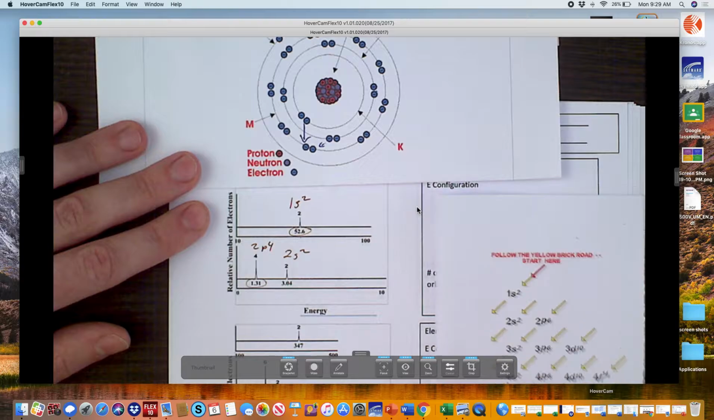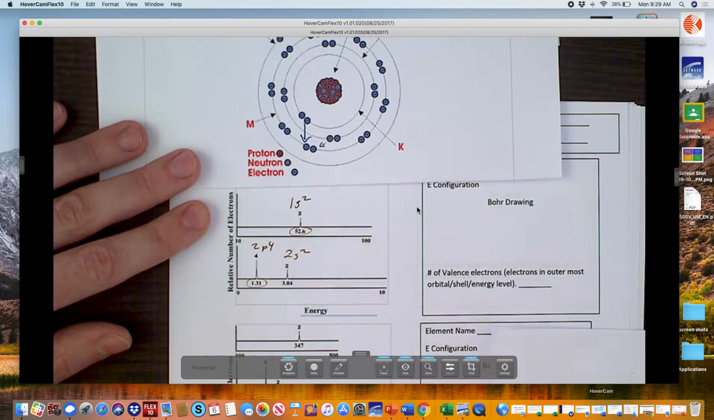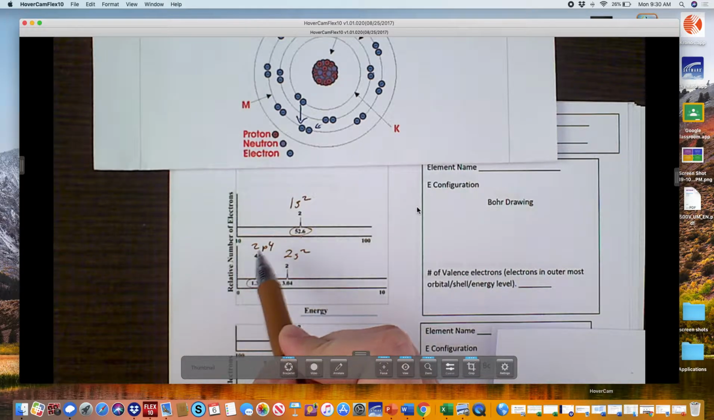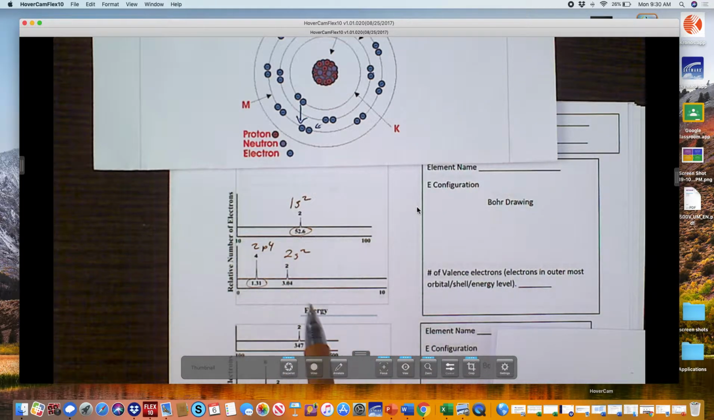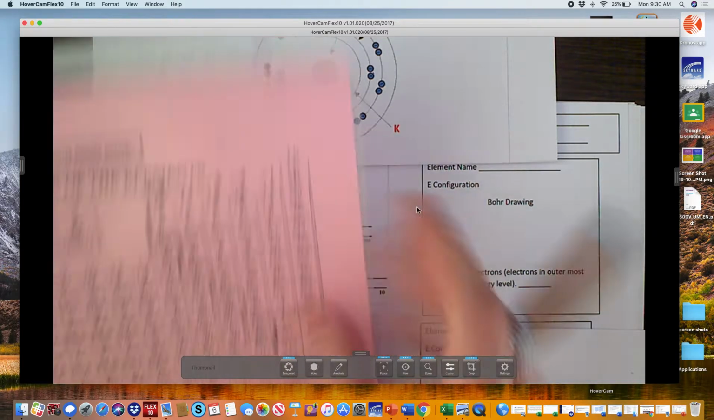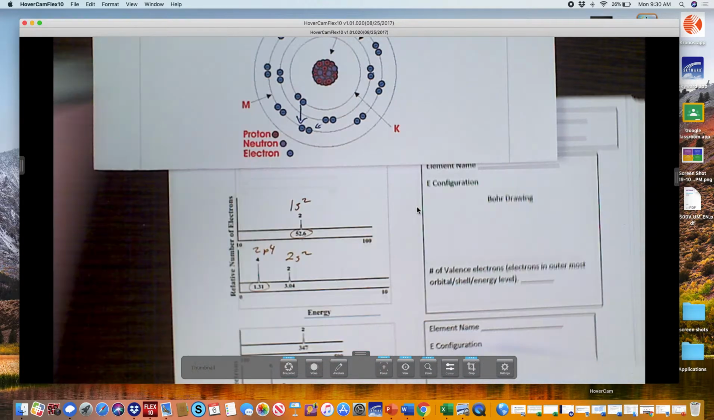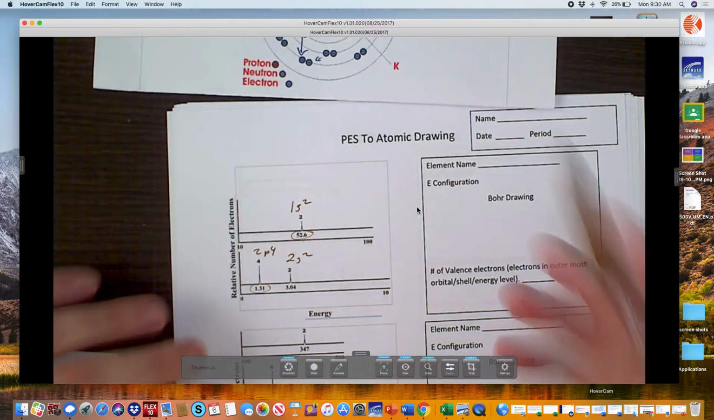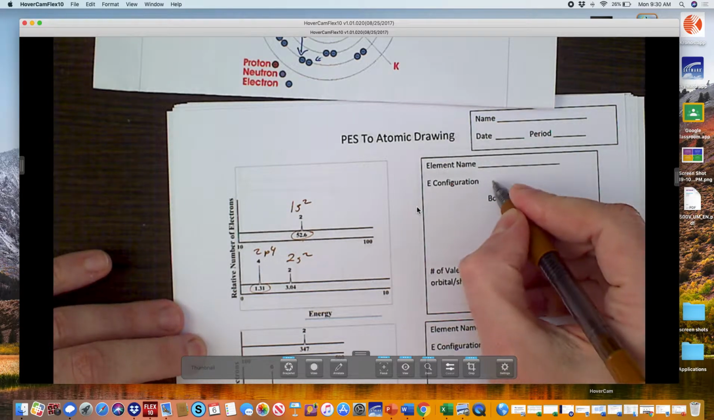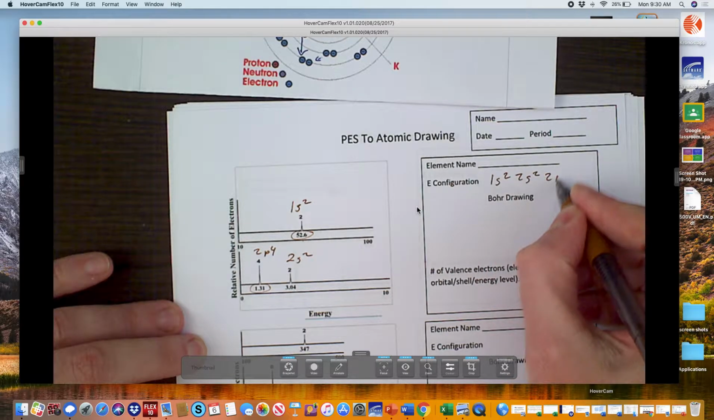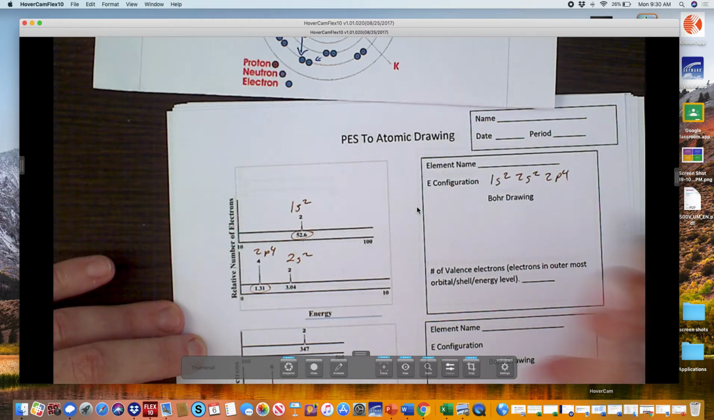So what element is this? Well, this element is going to be 2, 4 plus 4 is 8. All right, we've got our good old friend oxygen. So here's oxygen. Over here, let's take a look at this. I'm going to write out the electron configuration real quick. 1s2, 2s2, 2p4. All right, and then our Bohr model.